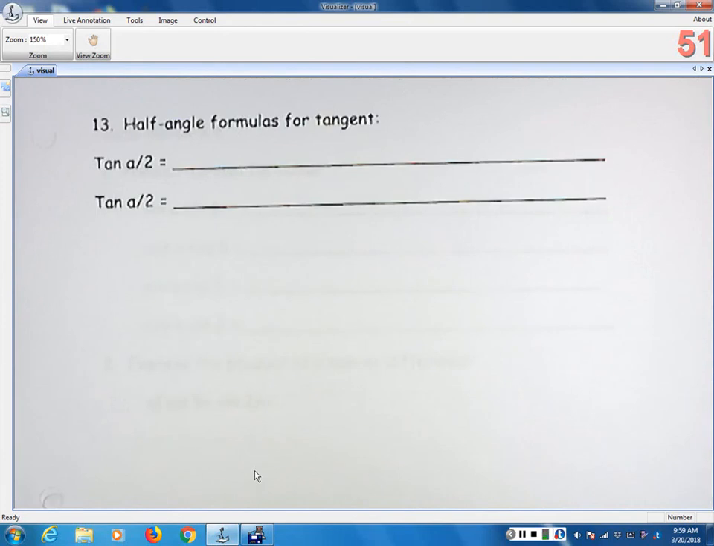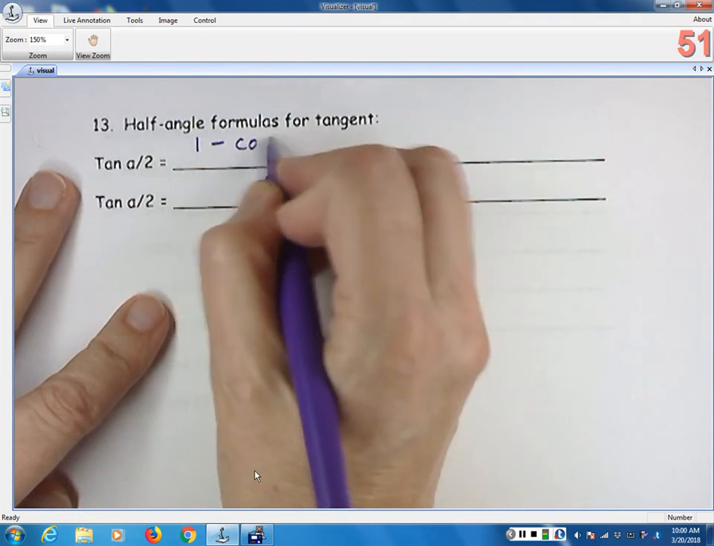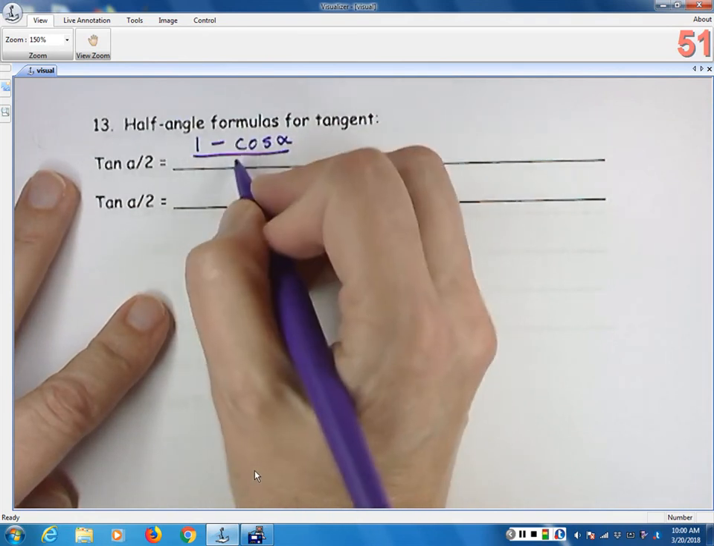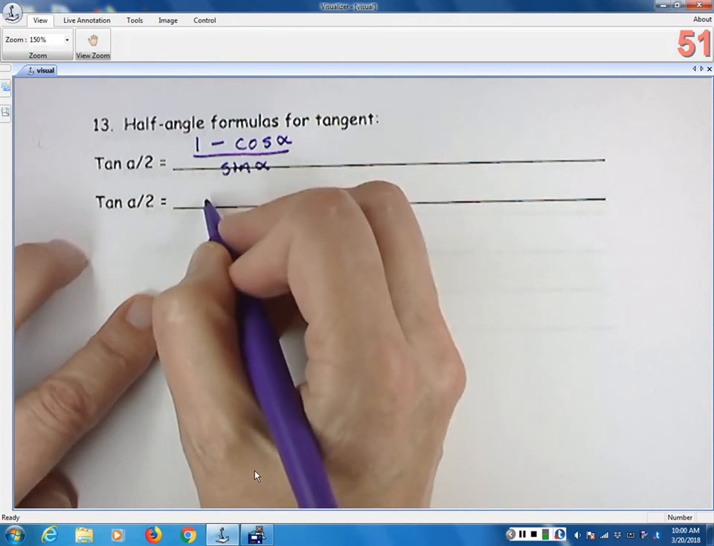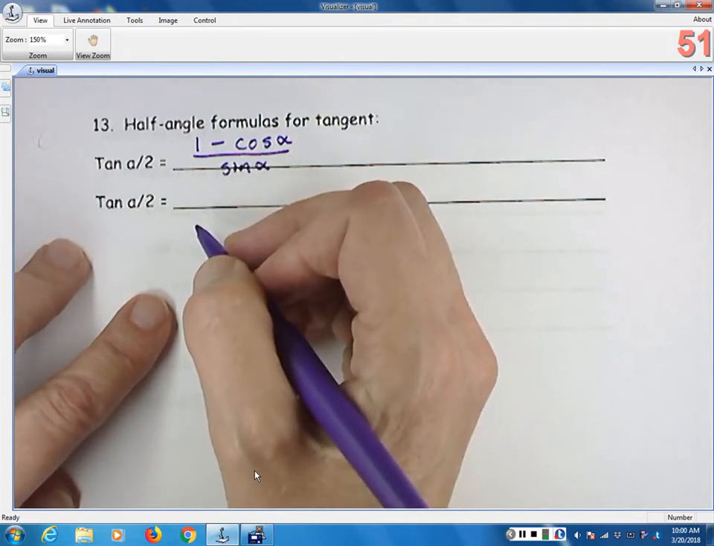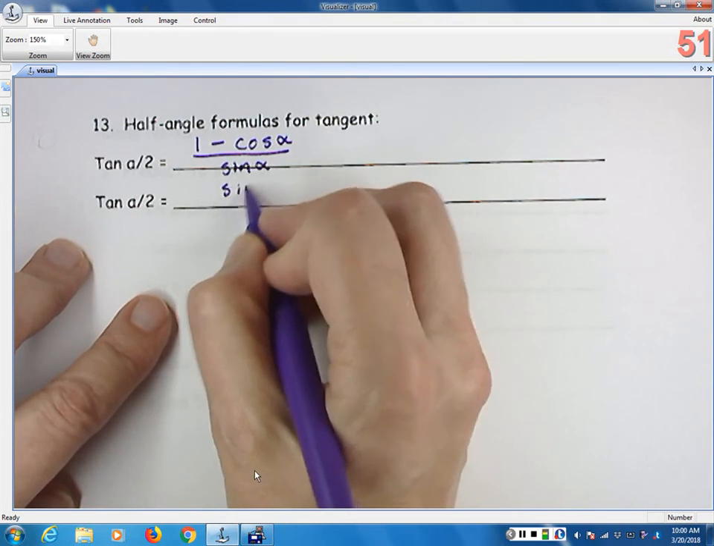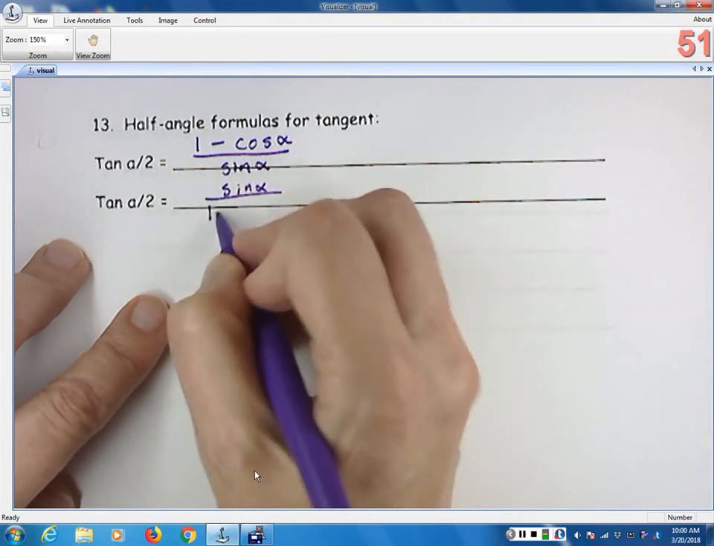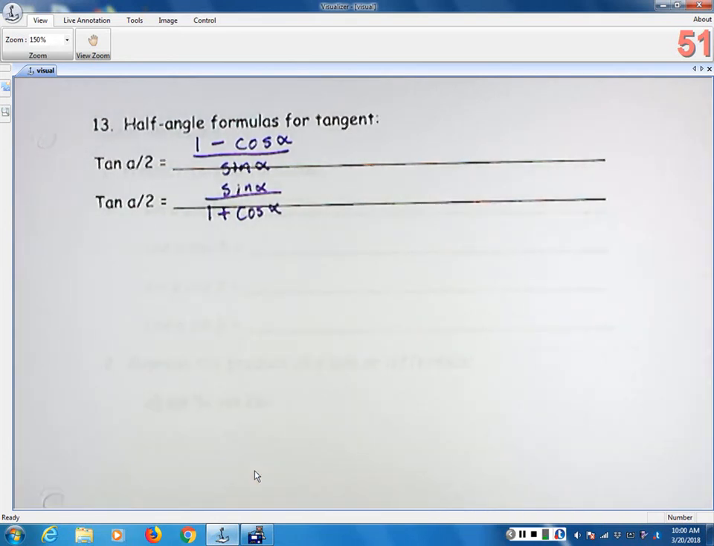So, half angle formulas for tangent is 1 minus cosine alpha divided by sine alpha, and either one, and sine alpha over 1 plus cosine alpha. Half angle formulas for tangent.